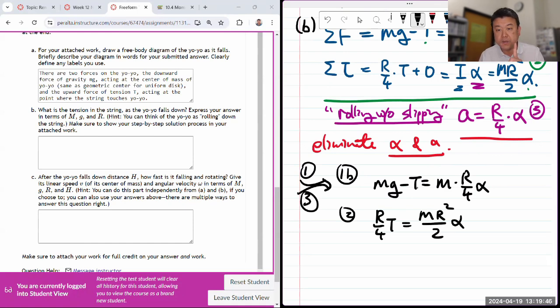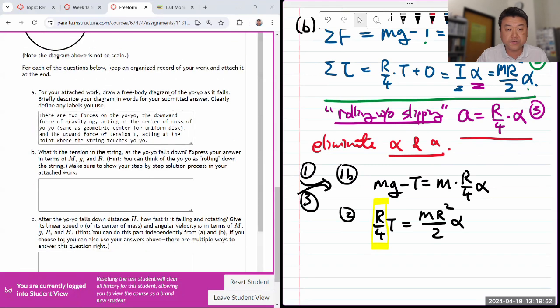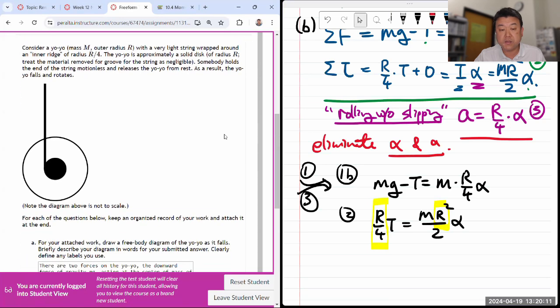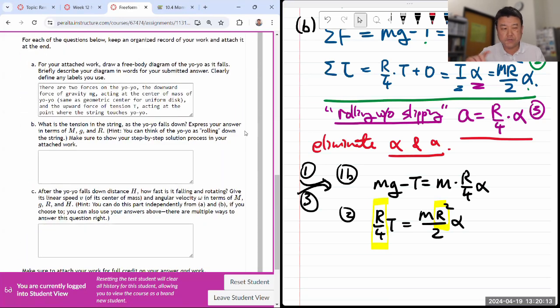And be careful with the difference between the lever arm distance here, which is tied to the radius of the inner ridge, where the torque will be generated, and the radius here. So the radius here is the radius of the entire yo-yo, because we are dealing with a solid disk of radius r. That's for the rotational inertia. Make sure none of those confuse you. Okay, so I guess I need to eliminate alpha.